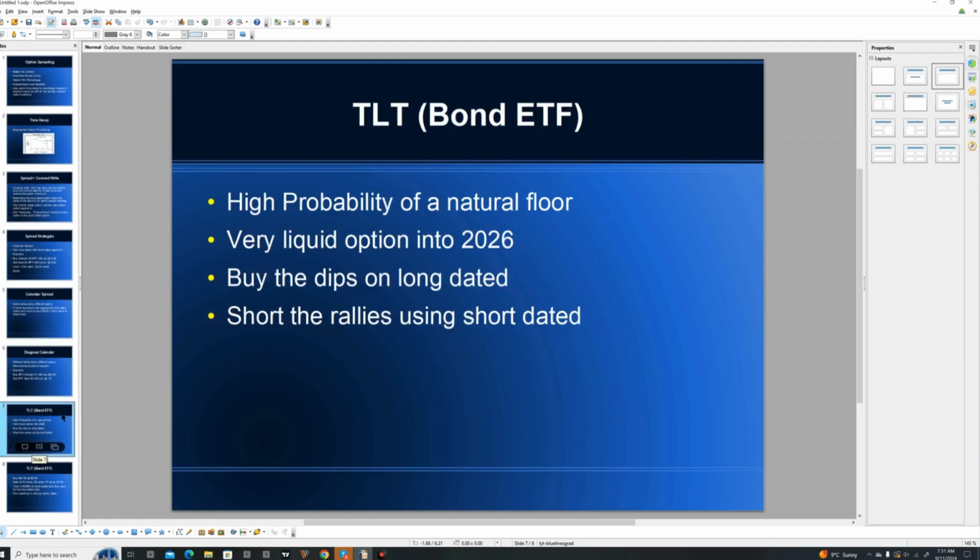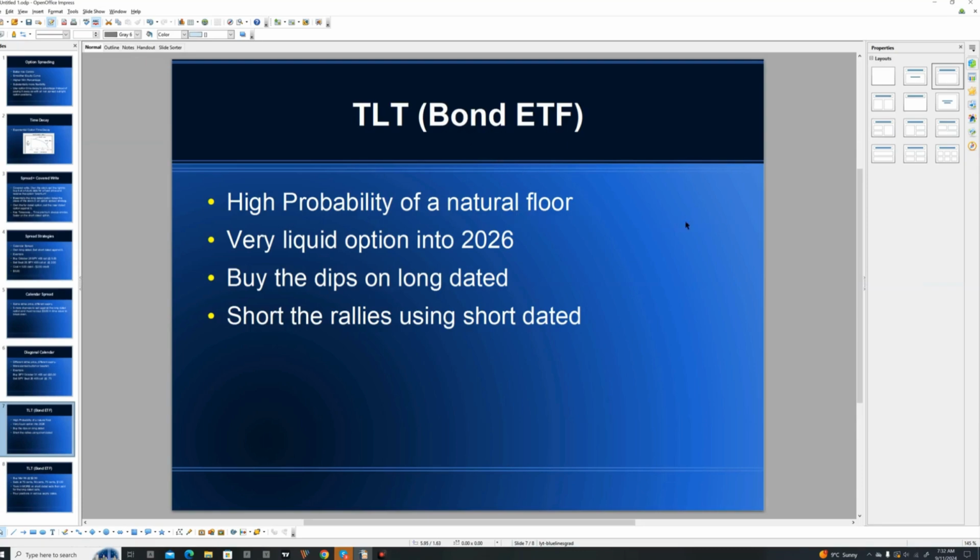Okay, so let me give you an example of what we're doing right now, and that's been very successful and is being very successful for us, and I think will be successful as a strategy well into 2025. So what we're using is the TLT, which is the bond ETF. It's extremely liquid, very tight spreads on the prices for options. Okay, so that's a great thing.